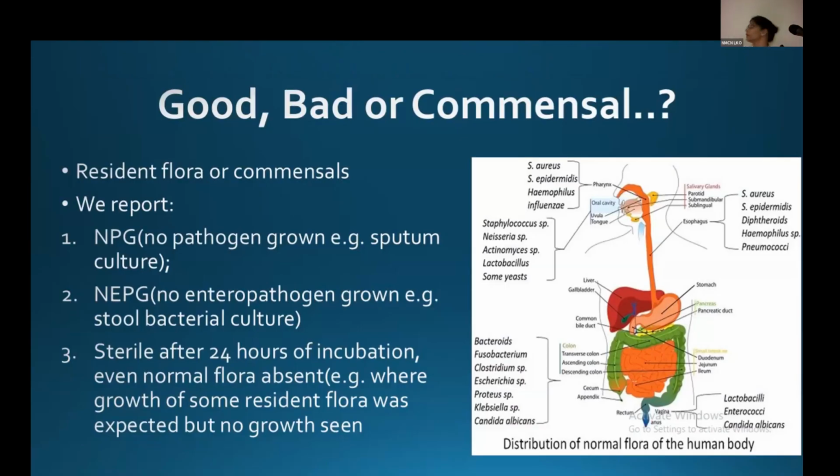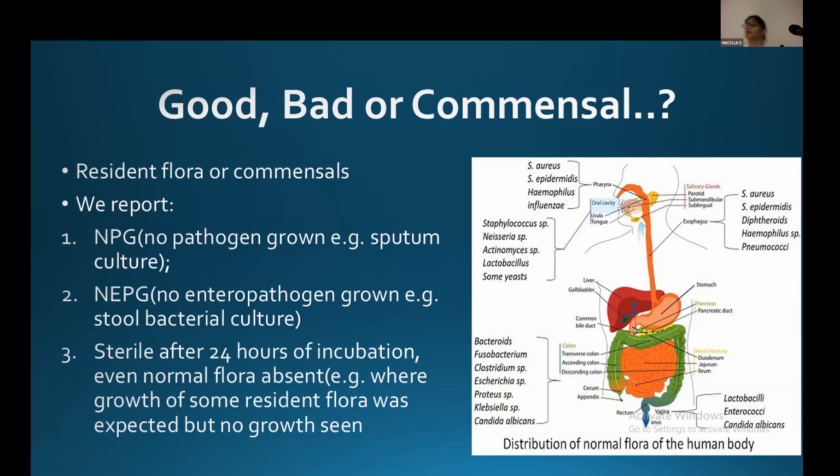So what do we do when we encounter these resident flora or the normal commensals in our cultures? We report them as NPG. You must have read it on a sputum culture report. It means no pathogen growth, because sputum will always have oral flora in it, right? So some growth has to be there, but there was no pathogen seen, so we reported it as NPG.